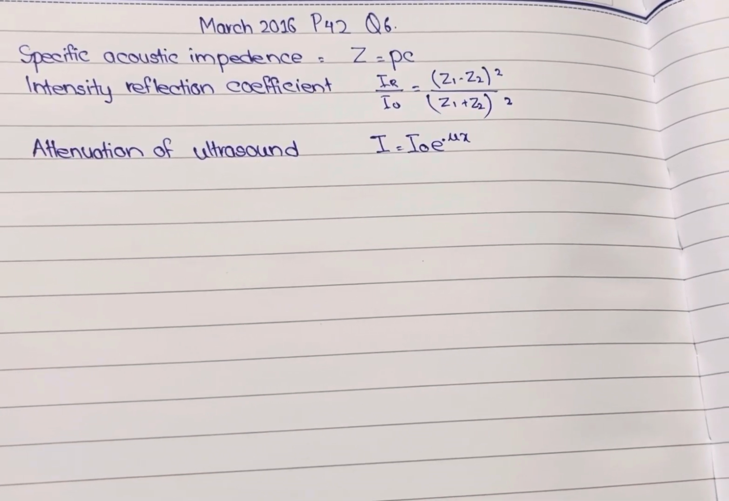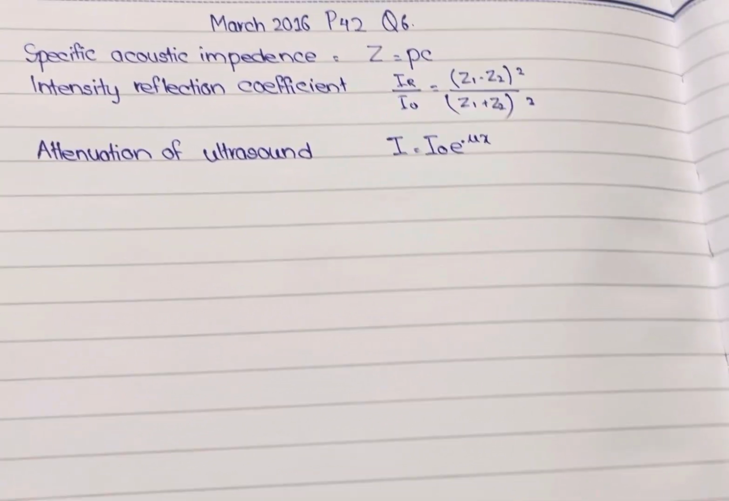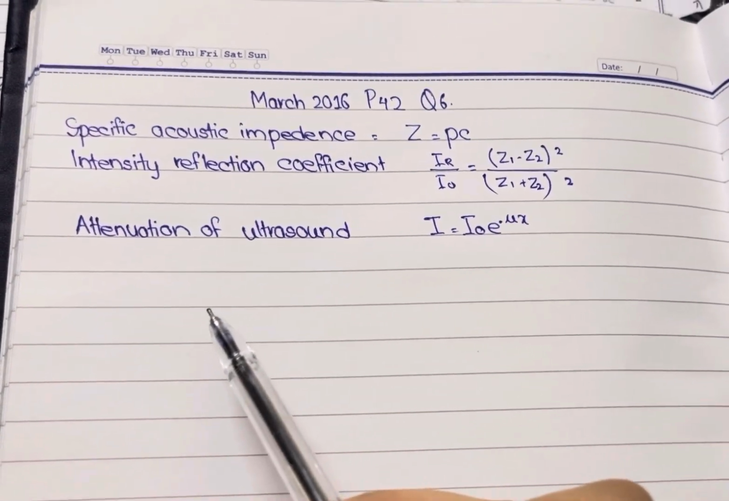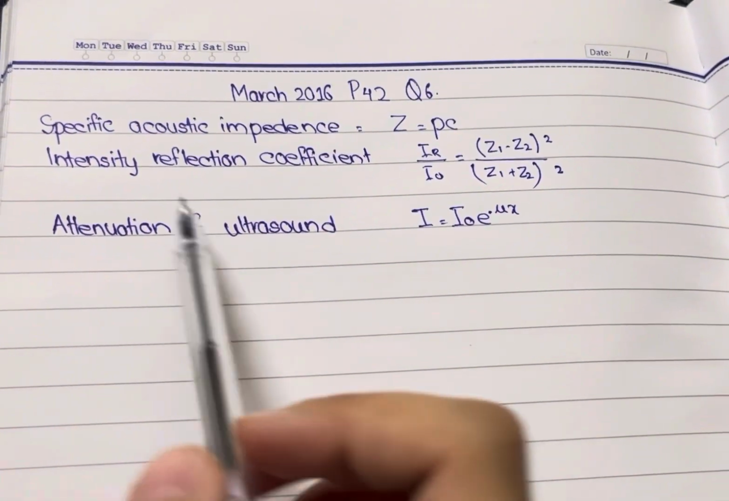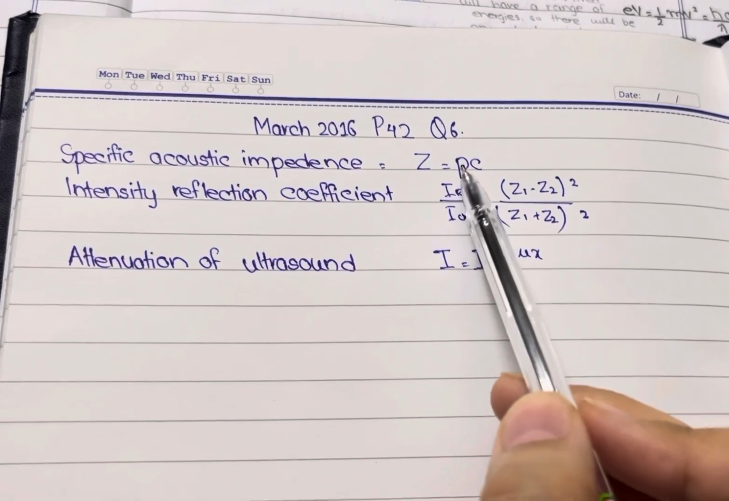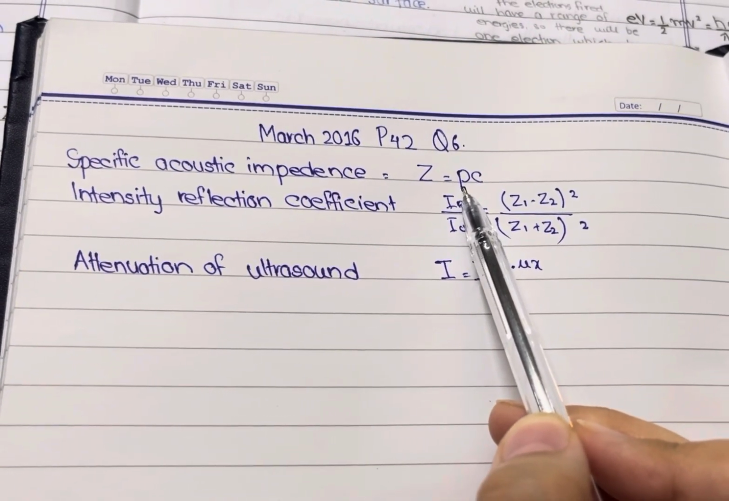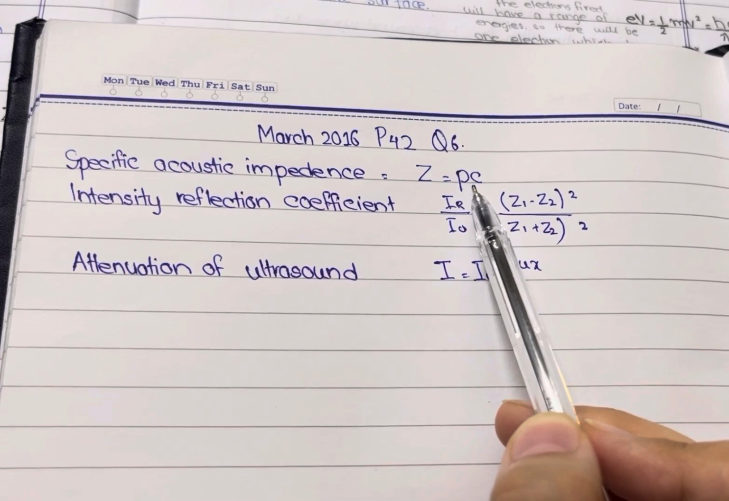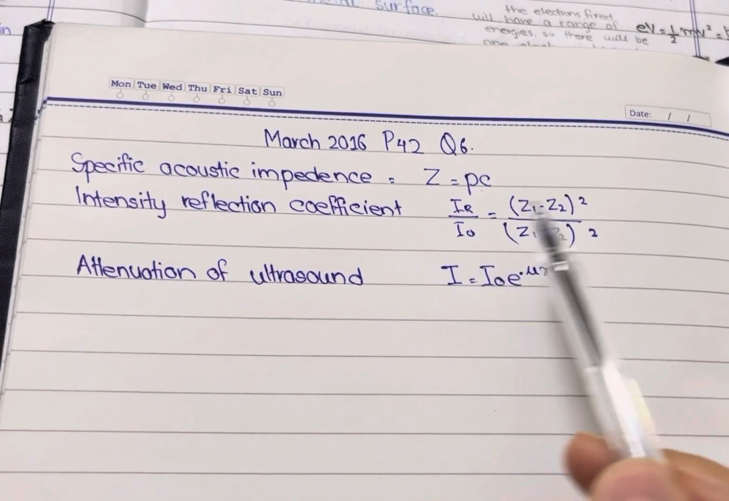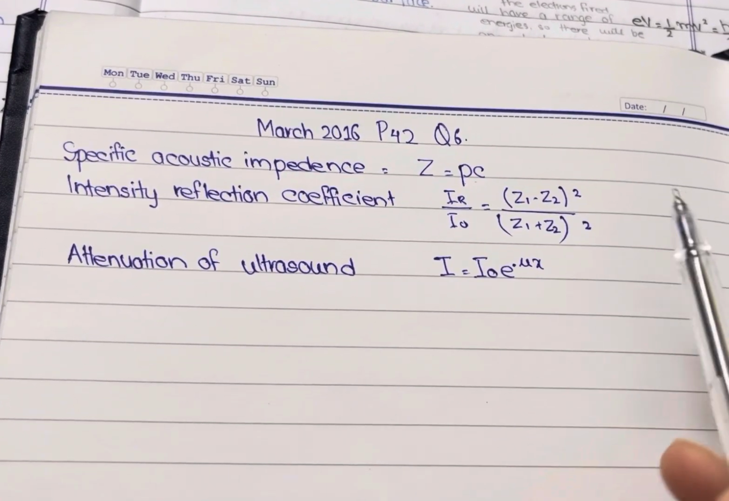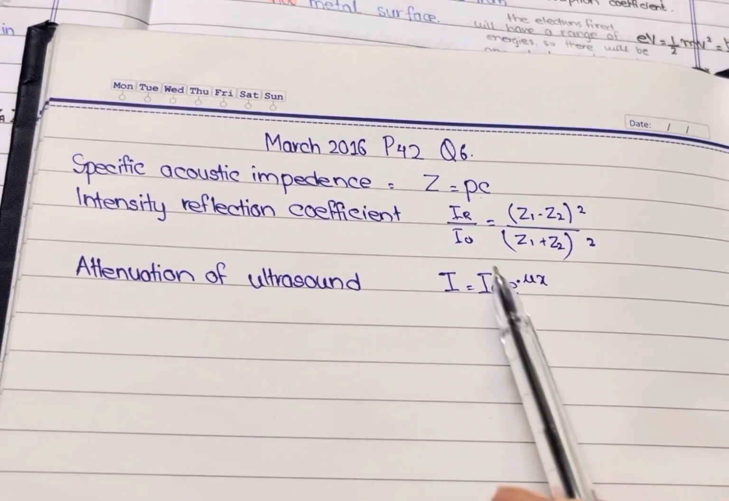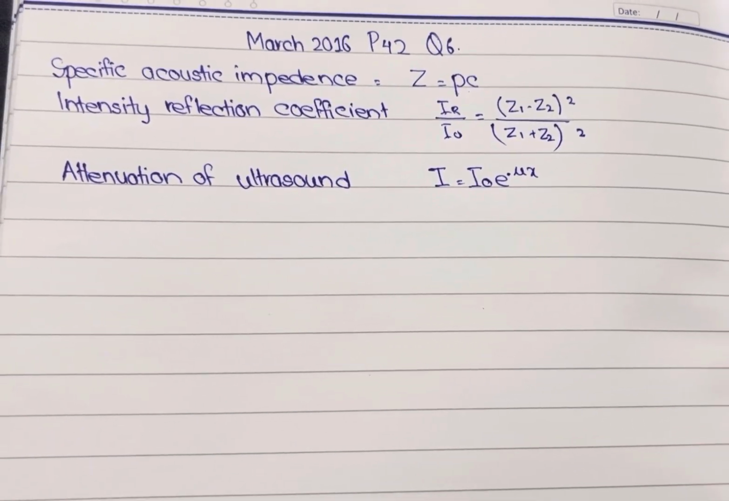Whenever you see a question about ultrasound, these are the three formulas that you should immediately list down, because these are the three formulas used in ultrasound calculations. One is specific acoustic impedance, that is Z equals rho C, where rho is the density and C is the speed of sound in the medium. Then you have the intensity reflection coefficient, that is I_R over I naught equals (Z1 minus Z2) over (Z1 plus Z2), whole squared. And attenuation of ultrasound, which is I equals I naught e raised to the power minus mu x, where I naught is the original intensity.